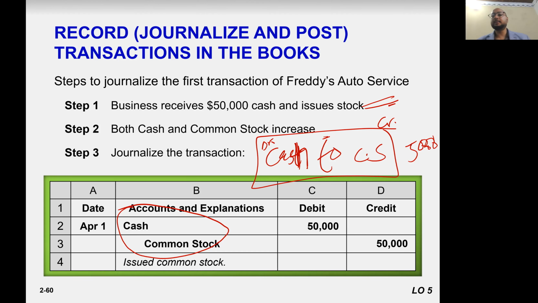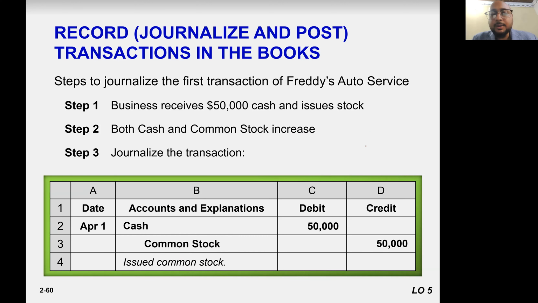What does it mean? It means cash is debited 50,000. "To" means now credit. I'm announcing the credit side: common stock 50,000. Simple. How do we pronounce it? Oliver, how do we pronounce it? Issued common stock. Cash to common stock. Cash to common stock, right? Subhan, cash to common stock.